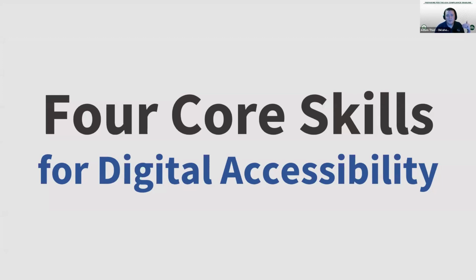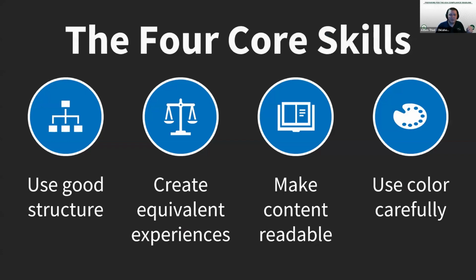We have boiled the WCAG standards down into what we call our 4 core skills for digital accessibility. This is our attempt to make the really technical jargon of the WCAG more understandable, and ironically, more accessible. The 4 core skills that we use are using good structure, creating equivalent experiences, making content readable, and using color carefully.